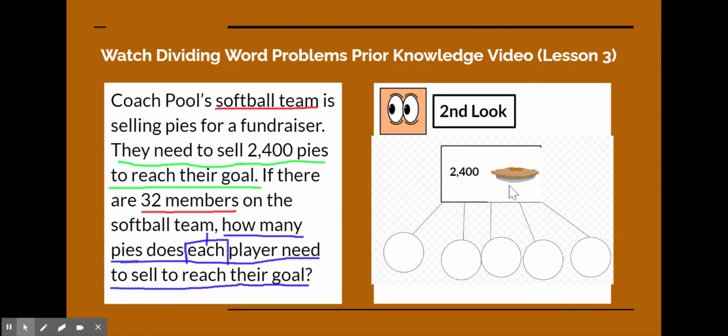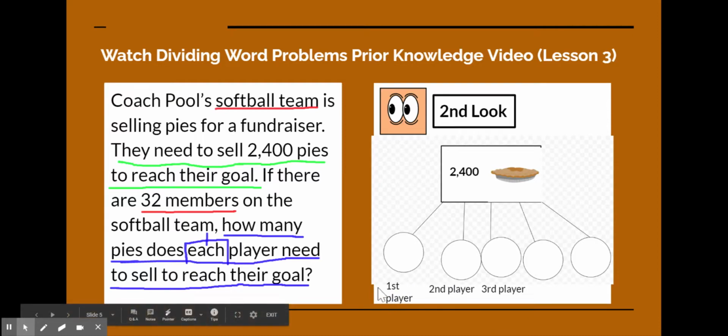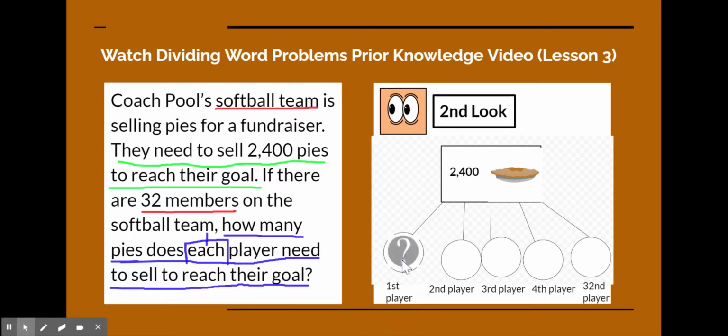And we want to divide all of these pies amongst each player. And so the circles represent a player. So that's our first player, second player, third player, fourth player. And we know that when we draw a model, it's just a representation. So this one will be our 32nd player. And from our first look, we are only asking about how much does one player need to sell for the fundraiser. And that is our second look.